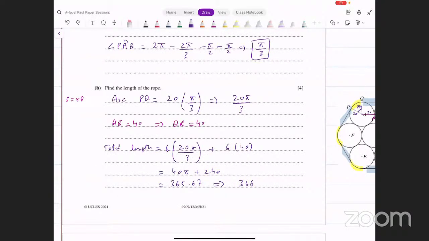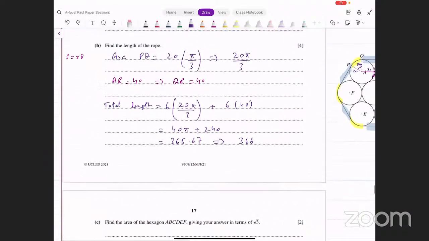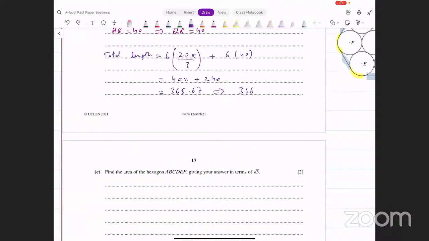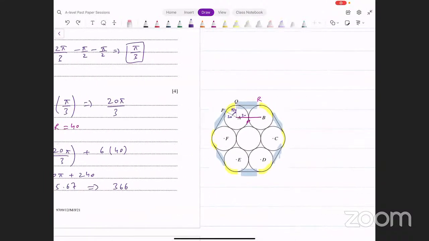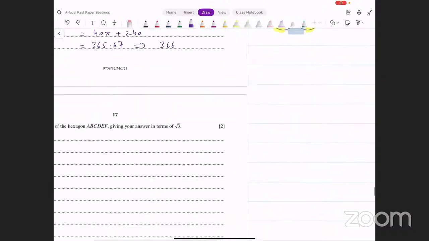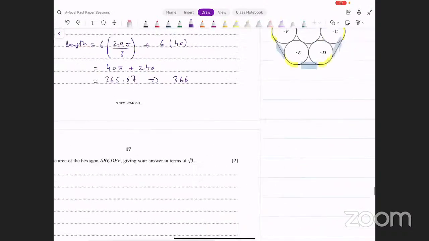Let's do the next part now. Yeah, so we have another part to this. Find the area of the hexagon ABCDEF, giving your answer in terms of square root of 3. अच्छा, हमने length find किया अभी first part के अंदर. अब hexagon की बात कर रहे हैं, वो कौन सा hexagon? A, B, C, D, E, F.